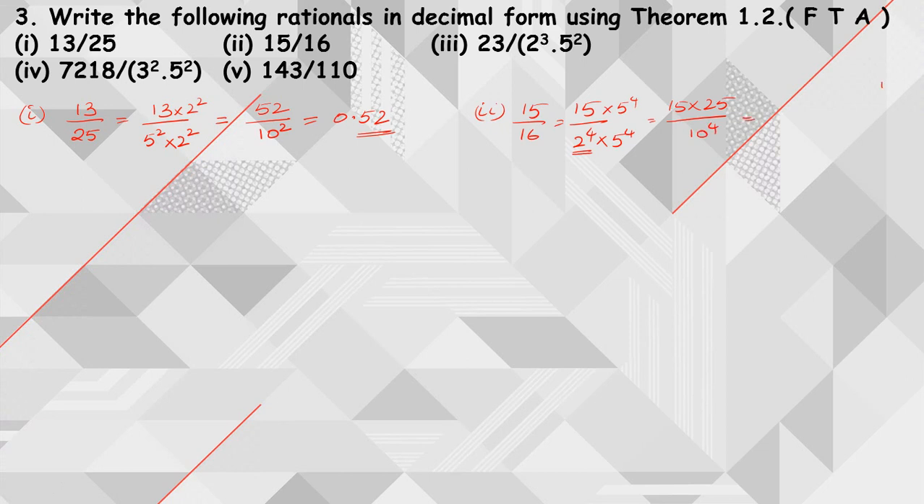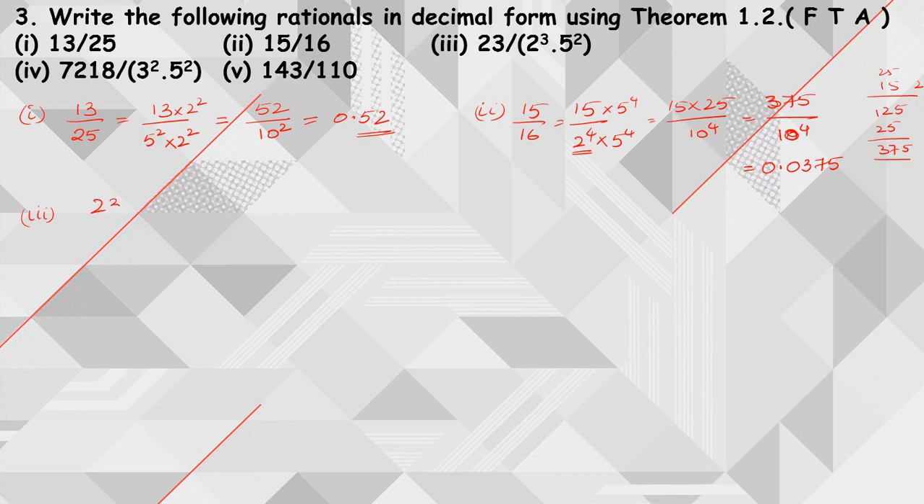So this I can write as 15 into 625. 5 5s are 25, 2 is carried. 5 2s are 10, 10 plus 2 is 12. 1 5s are 5, 1 2s are 2. So what am I going to get? 9375 divided by 10 power 4. Here we have 10 power 4, so this I can write as 0.9375. Next, moving on to question number 3.